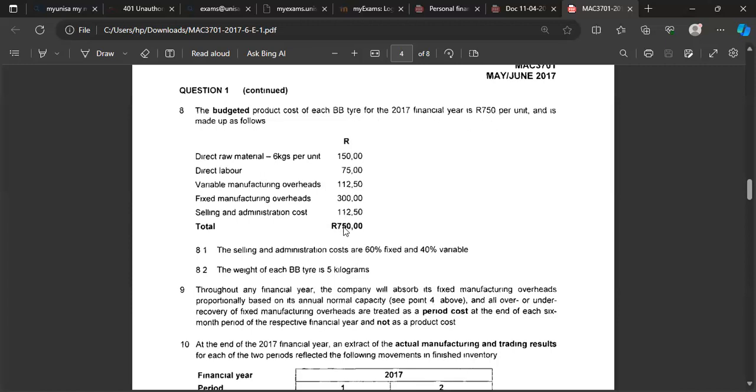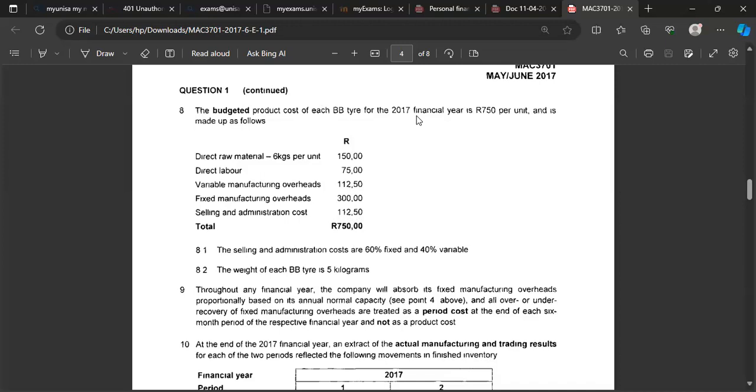So the total cost should be 750 minus 112.50, so all this here is accepted as a product cost. If you are struggling with this, check the notes I gave, where there is a distinction between period costs and product costs. Product costs are capitalized into the inventory. Selling and admin are never capitalized into inventory, so it should not be referred to as a product cost. It is a cost, but it's not a product cost. Nonetheless, we'll do the right thing.